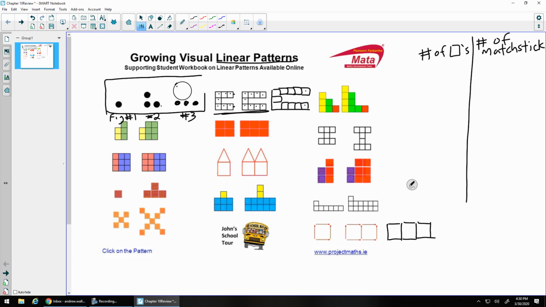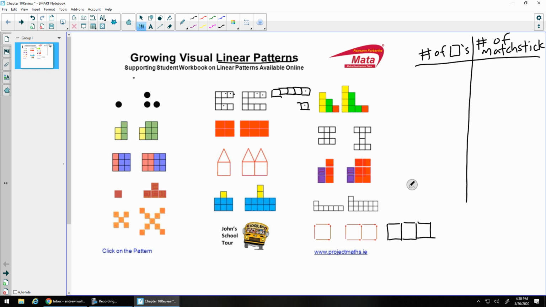Sorry, my writing's so messy on here. Such is life. Okay, so look at the number of squares to the number of matchsticks. How about when there was only 1 square? How many matchsticks did we need? Well, we needed 4. I'm actually going to leave space for if there were 0 squares.